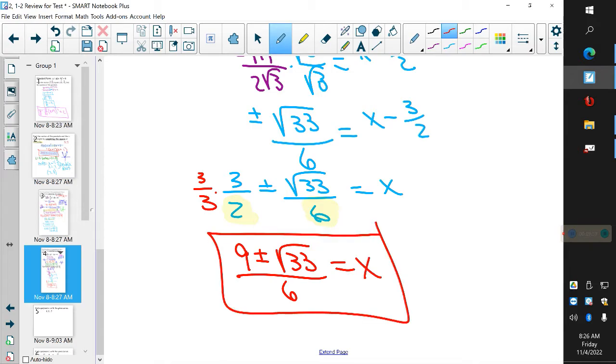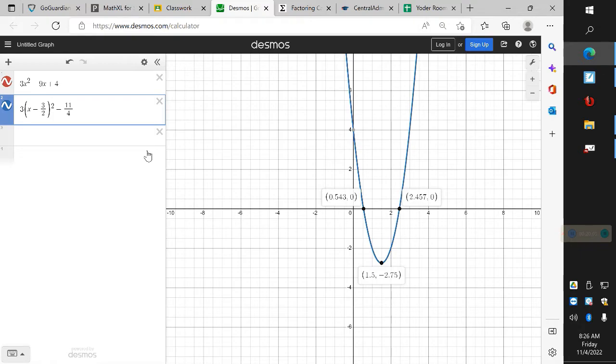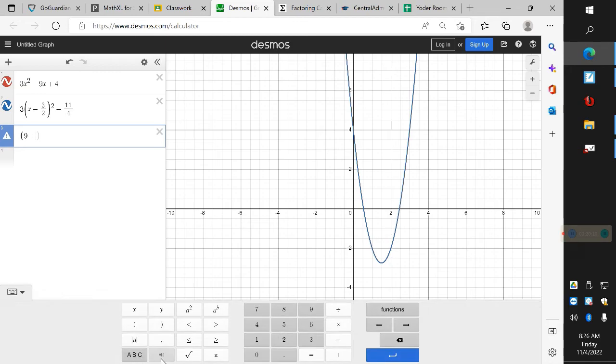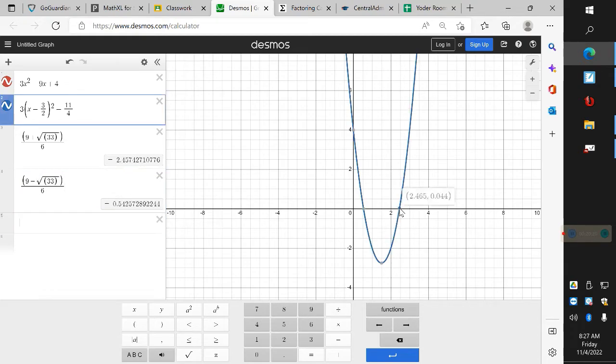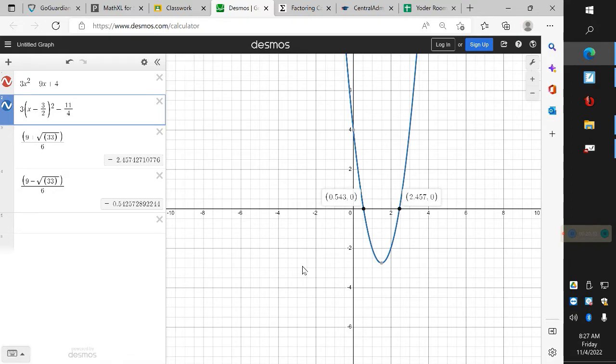Those are my x-intercepts. How do I confirm that what I did was right? Come back over to Desmos, and I'm going to have 9 plus the square root of 33, all divided by 6. And hit enter. I'm going to copy this, come down here, put the plus sign, turn that to a minus, and then I'm going to check that these actually are those same decimals, and guess what? They are. Do we understand that, yes or no?